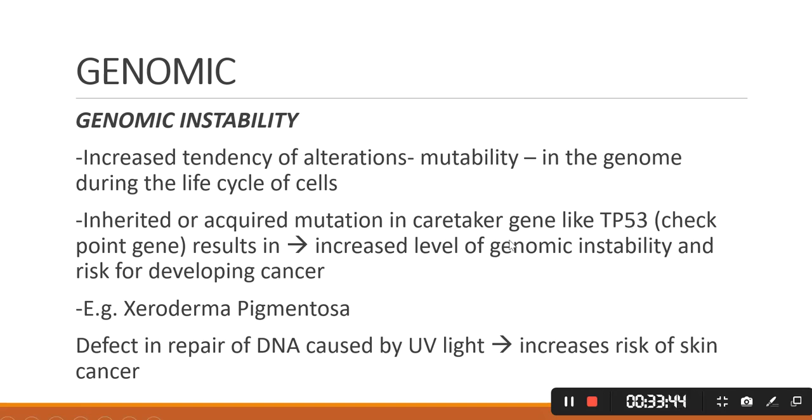Okay, so it is supposed to be a caretaker gene, but if some problem occurs in the caretaker gene itself, then of course the person is going to develop cancer, right? So an example is xeroderma pigmentosa. How does the problem happen? There is a defect in the repair of DNA caused by the UV light, the ultraviolet rays of the sun, and therefore it increases the risk of skin cancer. That's why we say that whenever you go out, protect yourself from sunlight and UV rays, because those UV rays give mutations to our DNA, and it can lead to skin cancer like conditions.